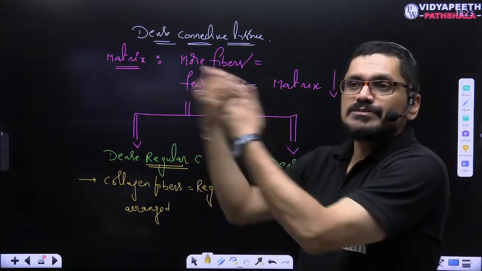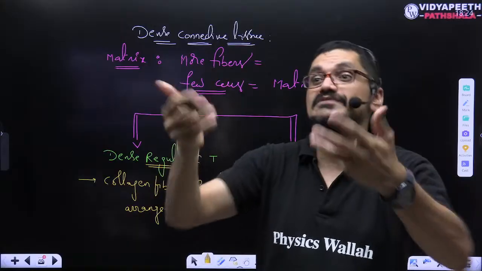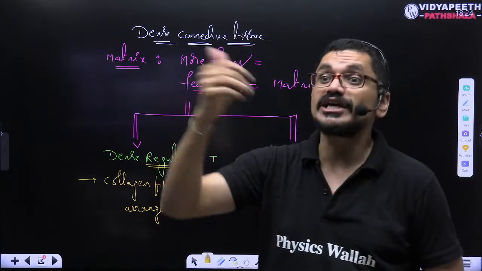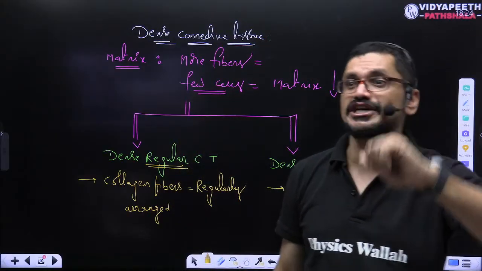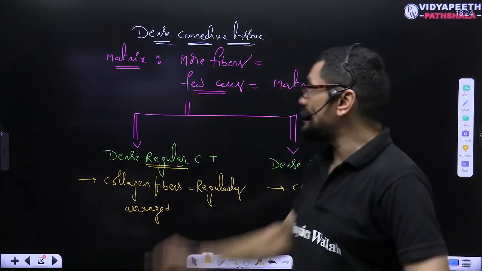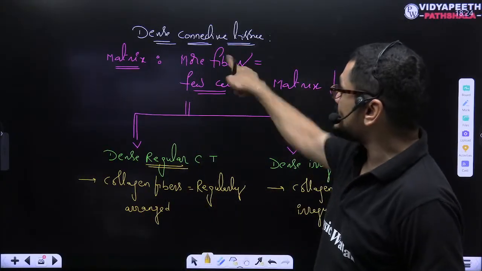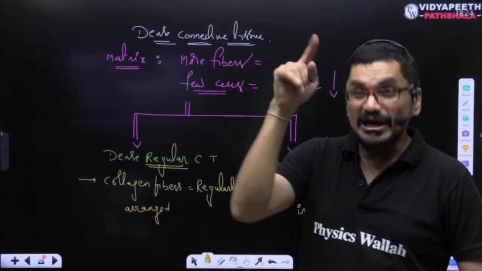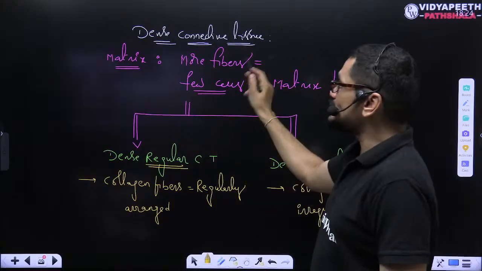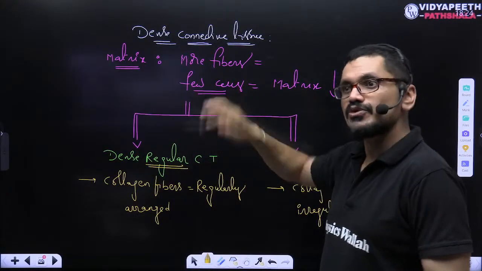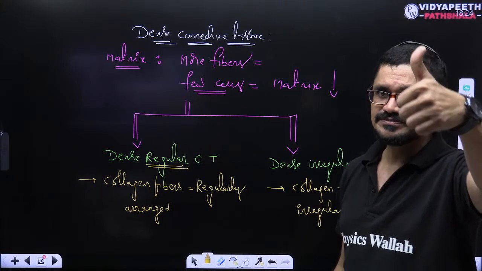For example, in the previous tissue, loose connective tissue, more cells are present, so matrix is more in quantity. Matrix is more in loose connective tissue, correct statement. Matrix is less in dense connective tissue, correct statement. Fibers are more in number in dense connective tissue, correct statement. Fibers are less in loose connective tissue, correct statement. So compared to the last class, these two points are opposite. Hope the point is clear. Are you following, my dear friends?